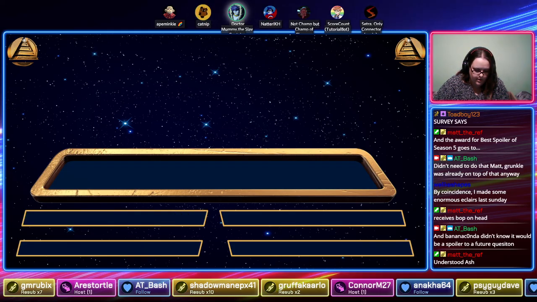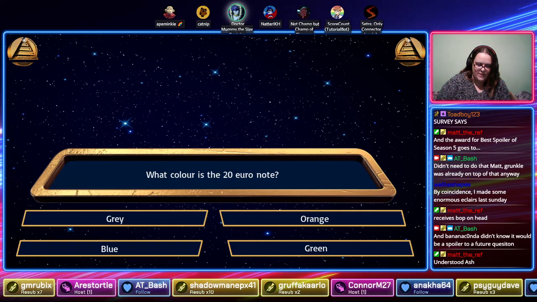Question number 5. What color is the 20 euro note? Gray, orange, blue, or green?